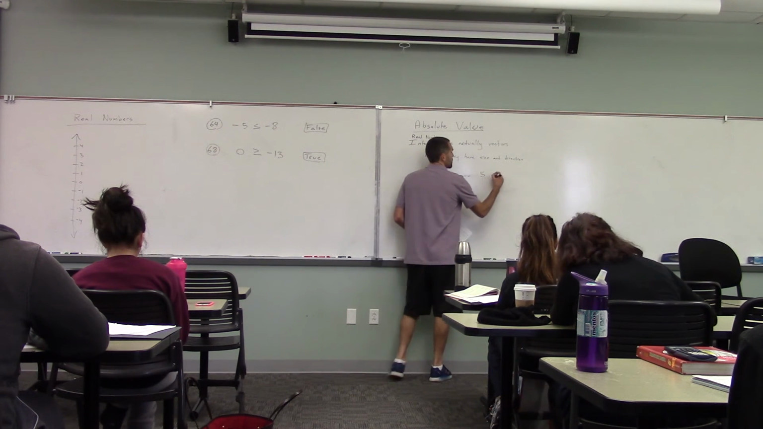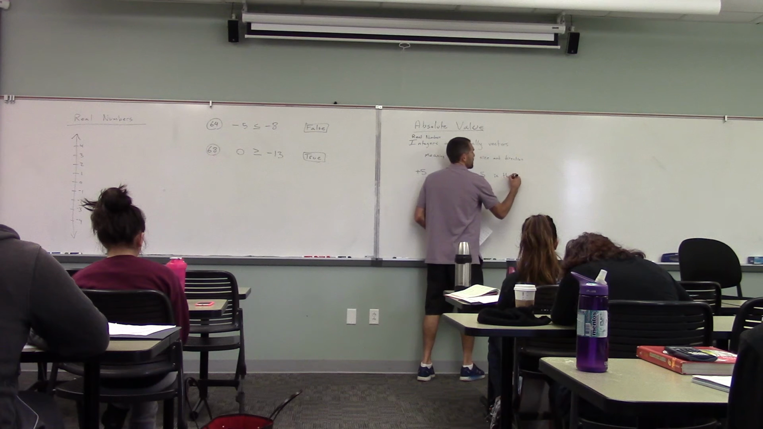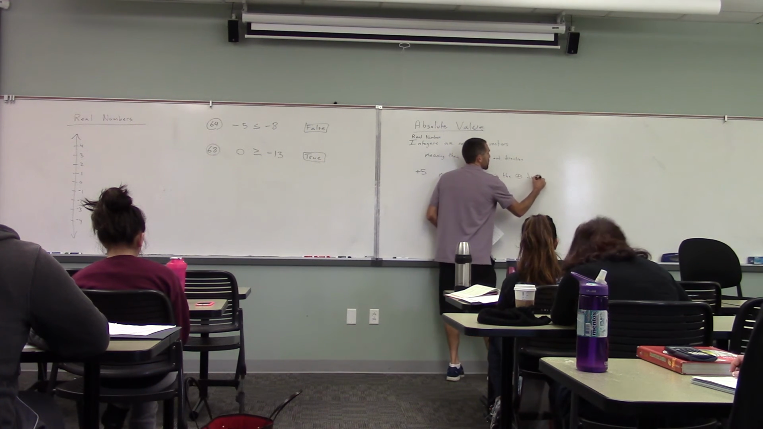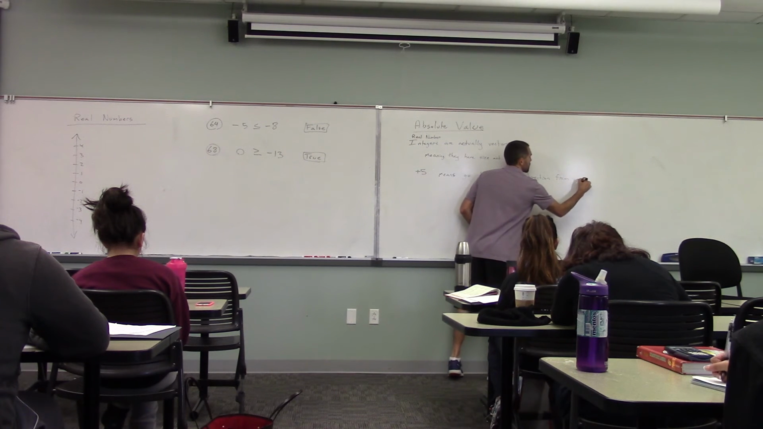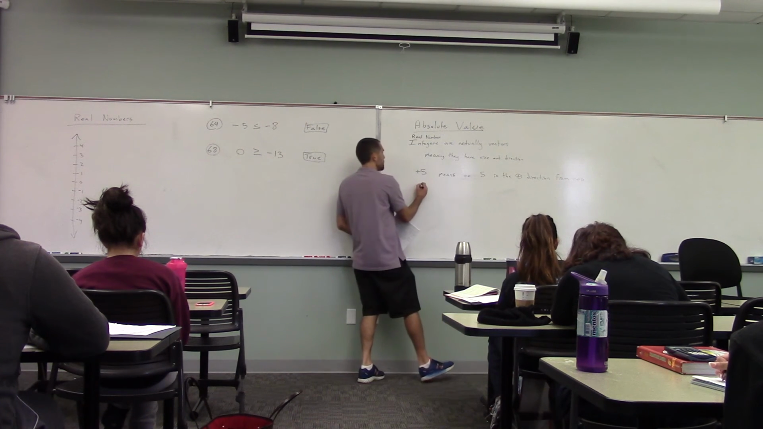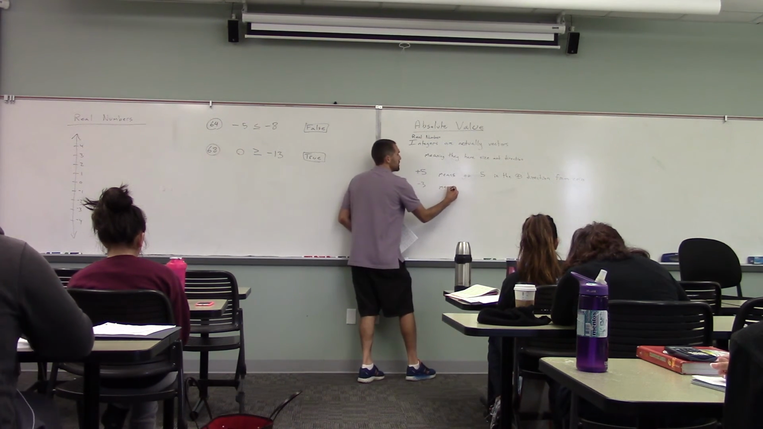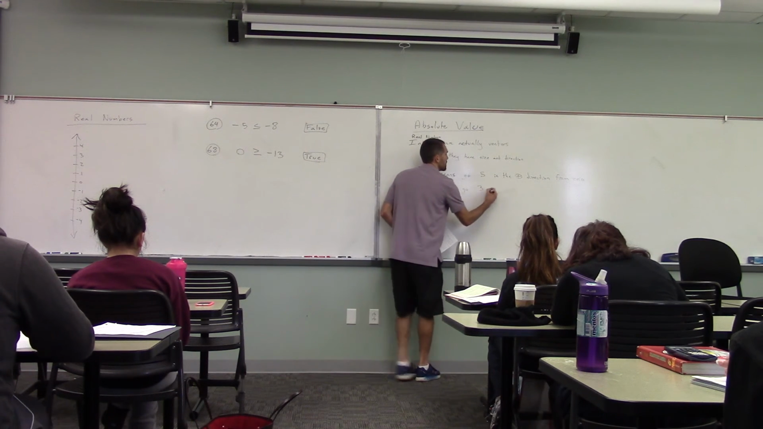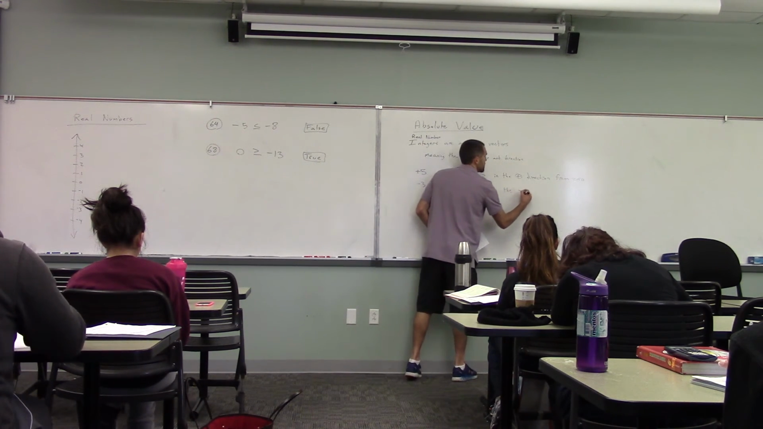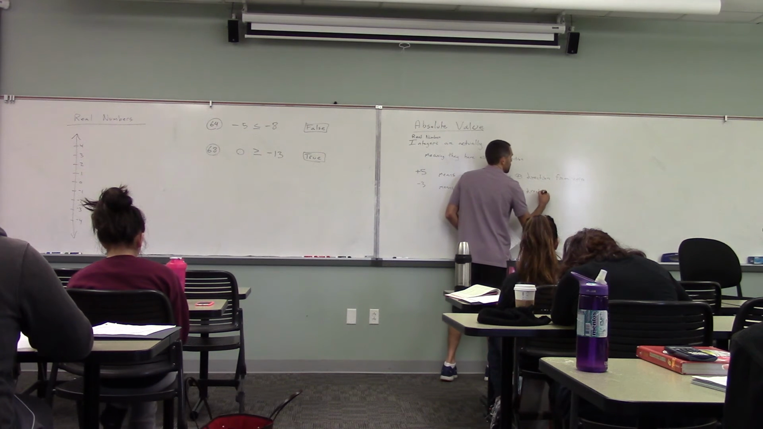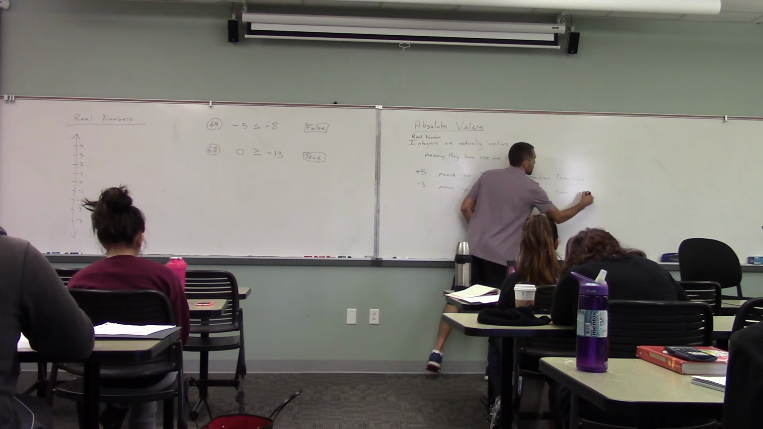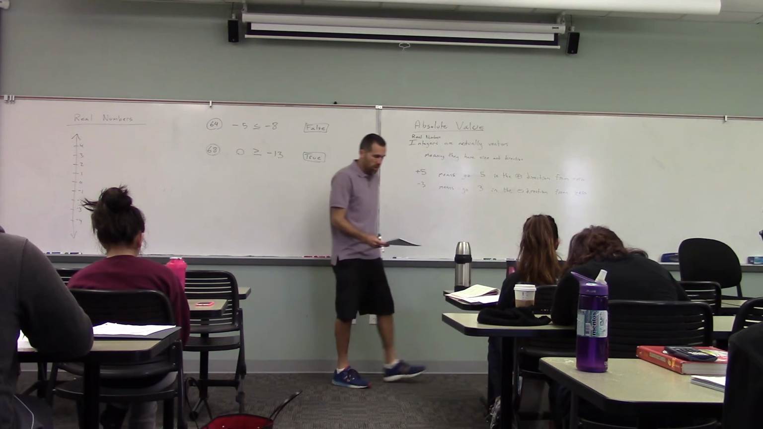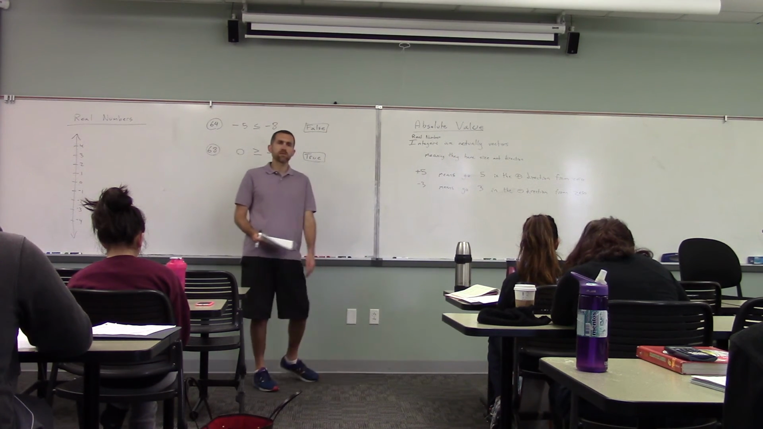go 5 in the positive direction from 0. Right? Negative 3 means go 3 in the negative direction from 0. So there's two ways to think about an absolute value.